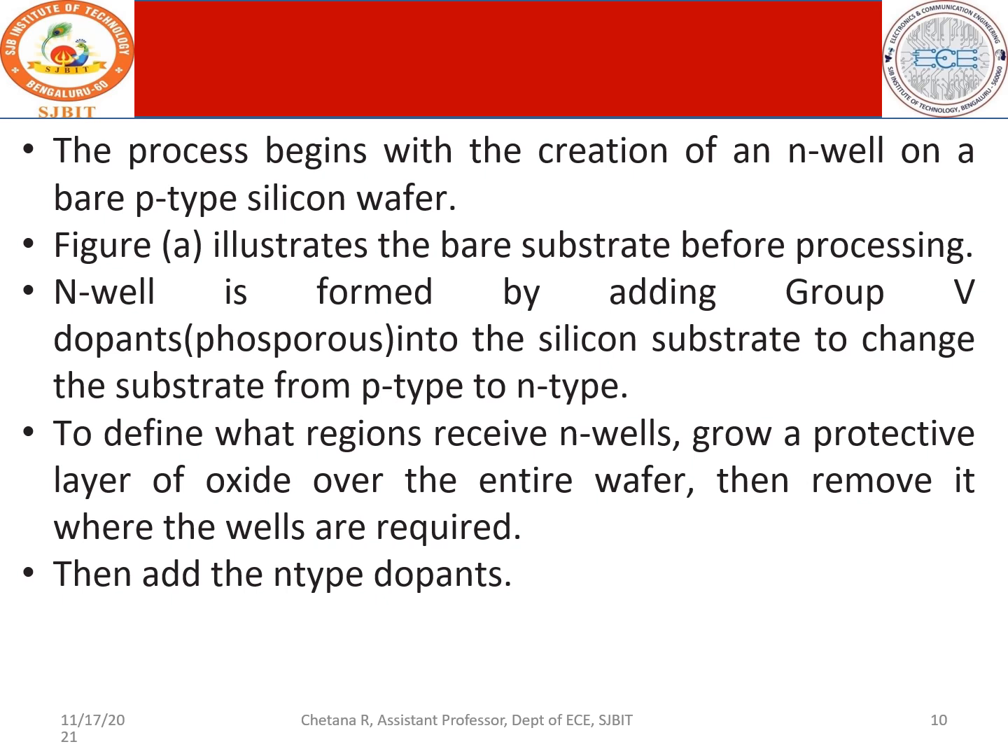To define what regions receive N-wells, grow a protective layer of oxide over the entire wafer, then remove it where the wells are required. So what is the process required? First and foremost, before creating the well, grow a layer of oxide. So oxide acts as an insulator and the bottom layer is protected. Then where do you want the well? That particular region you have to scrape the oxide, and in that particular region you are going to do the N type of diffusion.